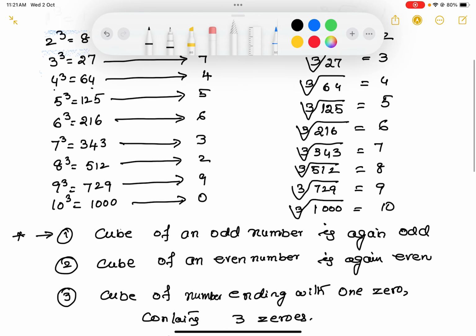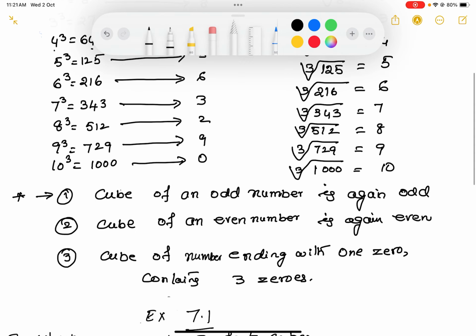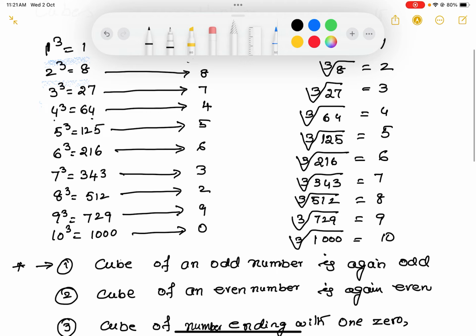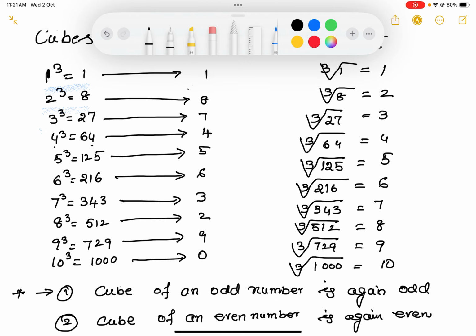Now, to do the problems a little faster, just try to understand the concept here. The observation is that when you take an even number, its cube is also an even number. If you understand here, 2 is an even number, and 2 cube, 8, is also an even number. Take 6 as an even number, 216 is also an even number. Examples are 2, 4, 6, 8 and of course 10. All of them are even numbers.